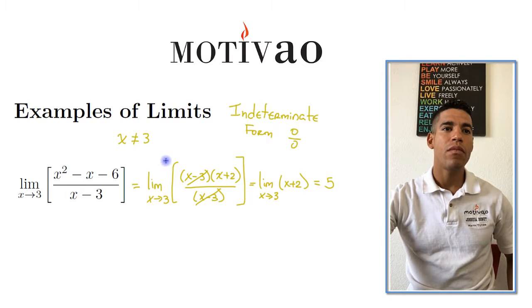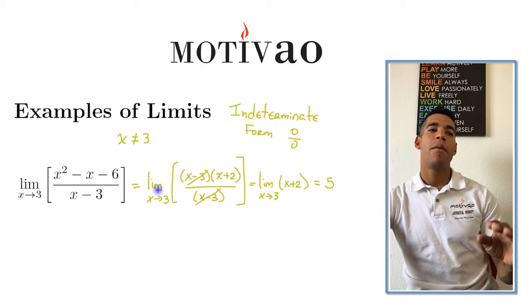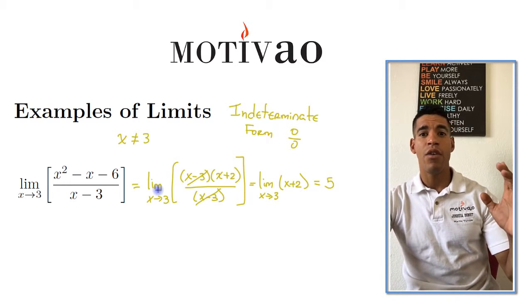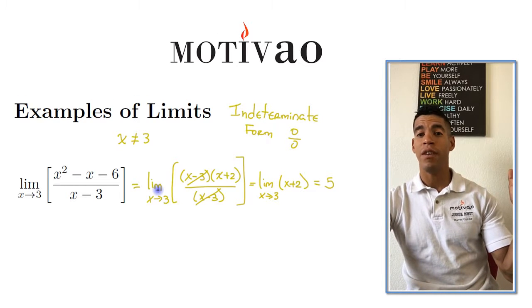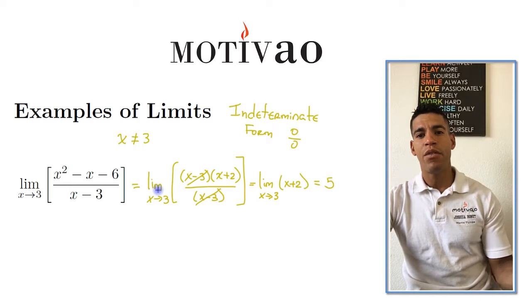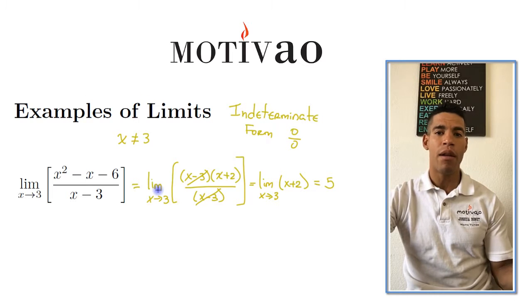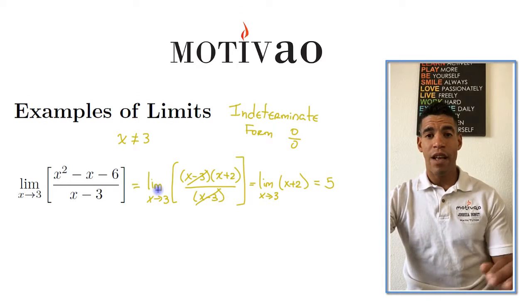Okay? Notice that I've skipped all the theorems, but I used them all. I used the division theorem, I used the multiplication theorem, and I used the addition theorem. But now that we have those theorems, we don't have to state them over and over again when we're doing these problems. We can just use them automatically. So that's the value of the limit.